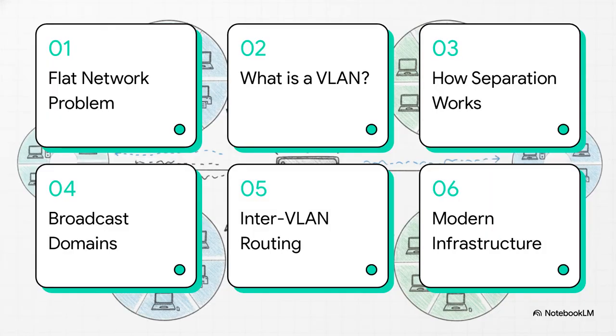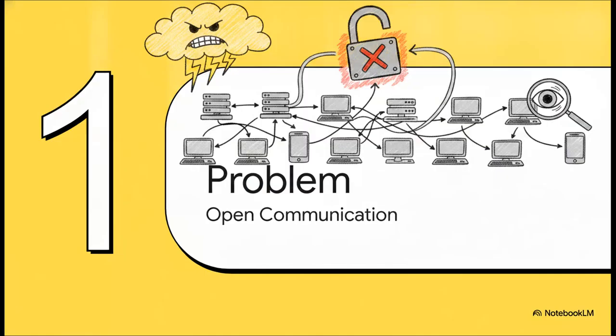All right, so here's our roadmap. We're going to hit the flat network problem, figure out what a VLAN actually is, see how this separation works in practice, and look at the huge impact it has on broadcast noise. Then we'll talk about inter-VLAN routing, and lastly, how all of this scales up into modern cloud infrastructure. Let's dive in. Okay, part one, the flat network problem and the real danger of open communication.